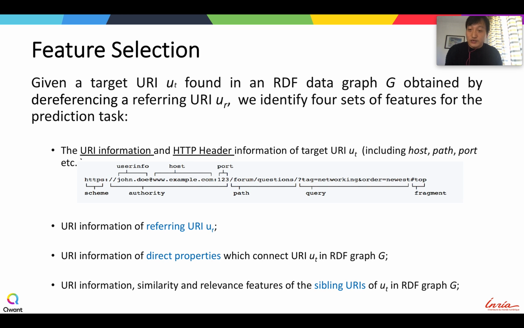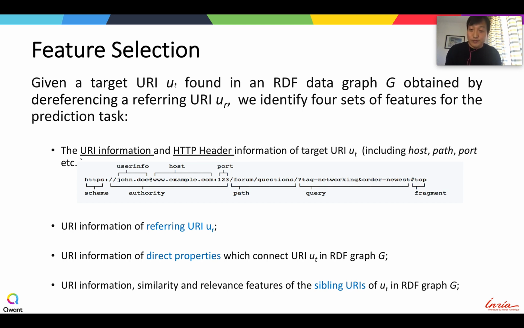For feature selection, we identify four sets of features for the prediction task. The first group of features come from the URI information and HTTP header information of the target URI UT. The URI information includes some information like the host information, path information, and port information, and so on.